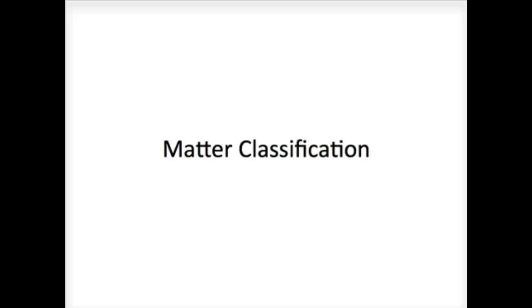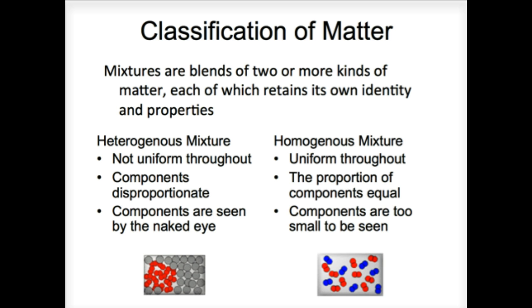When we classify matter, remember that all matter falls into two basic categories: homogeneous matter or heterogeneous matter. Now, by definition, heterogeneous matter is going to be a mixture. Now, mixtures are simply combinations of pure substances. When we talk about mixtures, though, mixtures can be further separated into heterogeneous mixtures or homogeneous mixtures.